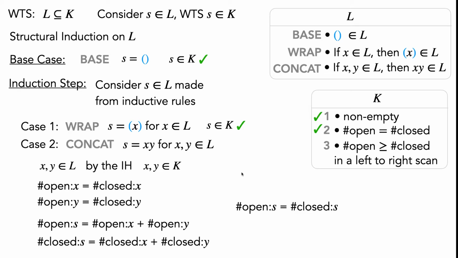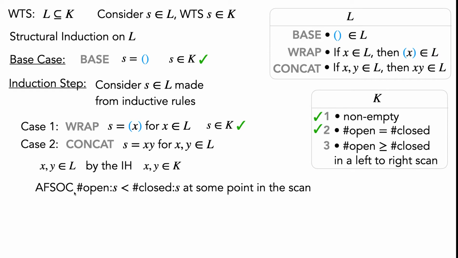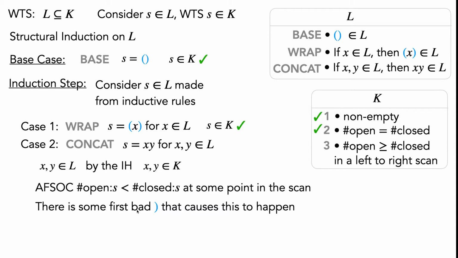So let's get started with property 3. So assume for the sake of contradiction that we don't satisfy property 3. In other words, assume for the sake of contradiction that the number of open in S is strictly less than the number of closed in S at some point in the scan. There must have been some mismatched first bad closed paren that caused this to happen.